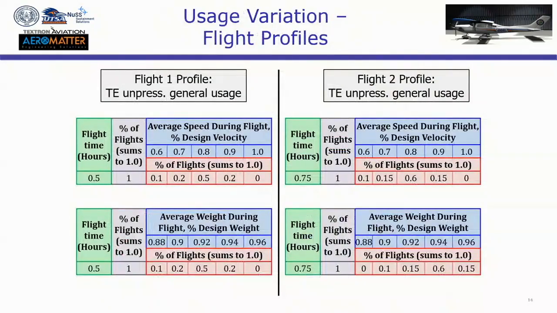So you have 2 different flight profiles. The first one is twin engine or pressurized general usage. You fly for half an hour the whole time, and then you can take into account how your weight and your velocity are changing, and how your weight is reducing, based on those flight profiles that we put together, okay?